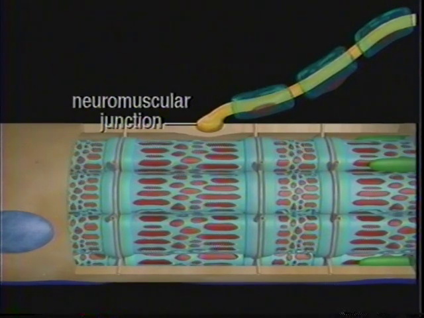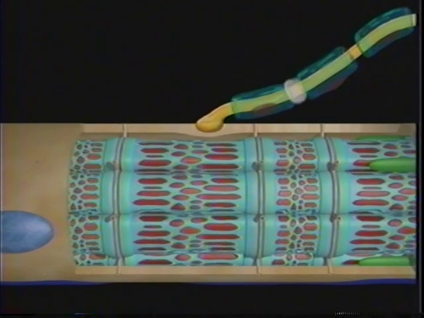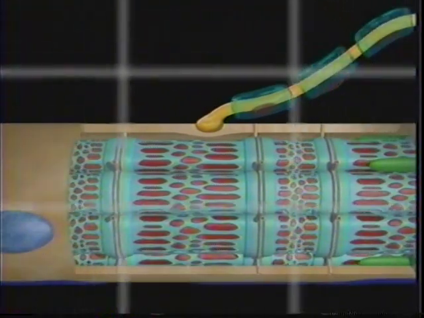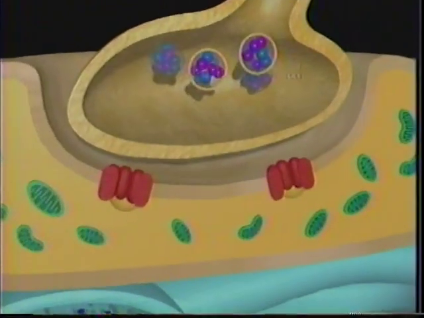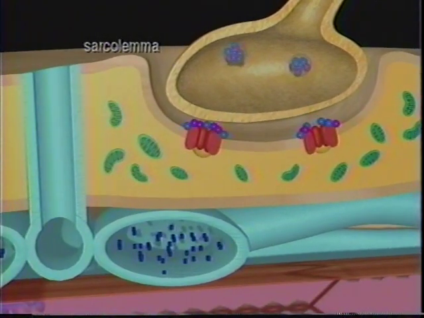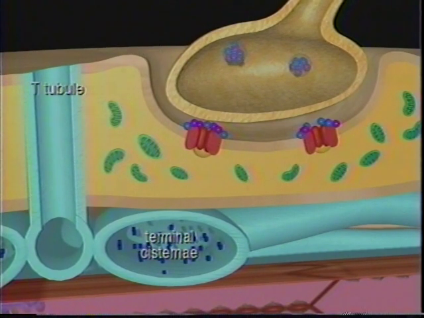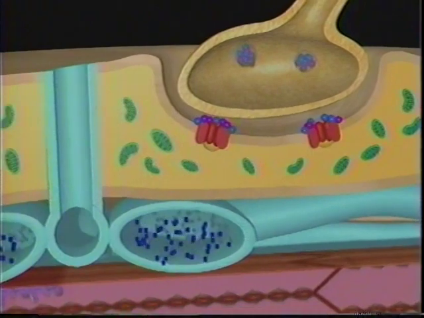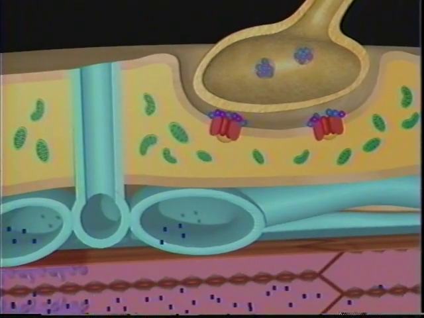When an action potential reaches the synaptic terminal at a neuromuscular junction, a chemical signal is released. The chemical diffuses to the sarcolemma of the muscle fiber and changes the permeability of the sarcolemma to sodium ions. The rush of sodium ions across the sarcolemma triggers the formation of an action potential that sweeps across the sarcolemmal surface. The action potential travels along the membrane of the transverse tubules. Its passage triggers the release of calcium ions from the terminal cisternae.